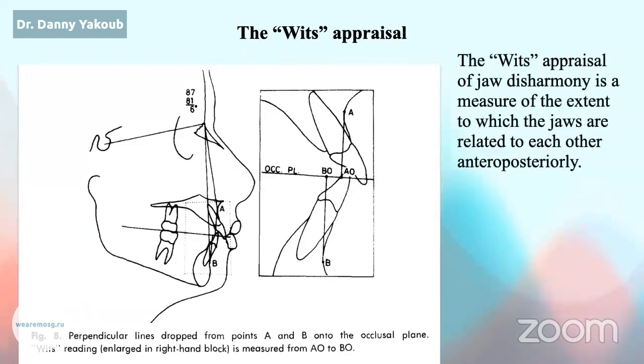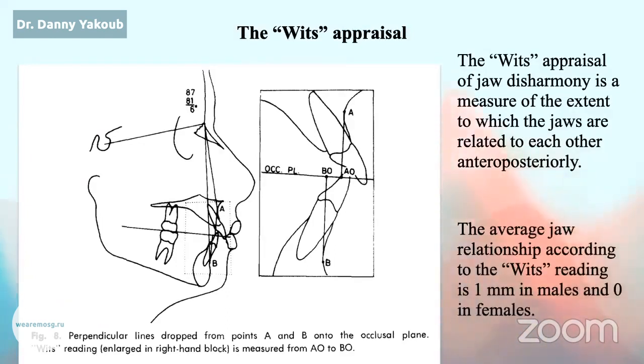This Wits appraisal of jaw disharmony is a measure of the extent to which the jaws are related to each other anteroposteriorly. So here we do not use the cranial base. We relate the anteroposterior position of the jaws to each other. Research says that the average jaw relationship according to the Wits reading is 1 millimeter in males, 0 in females. So in males, point BO is located 1 millimeter behind point AO.